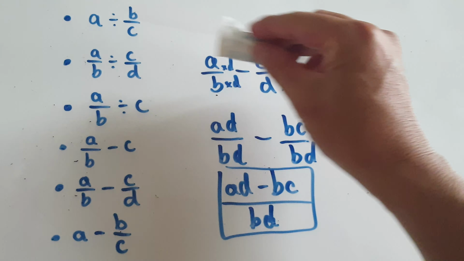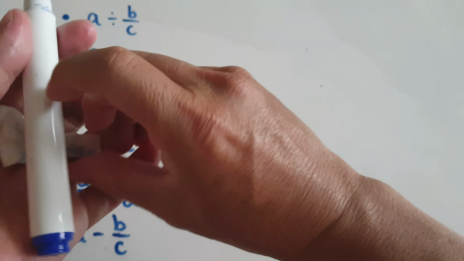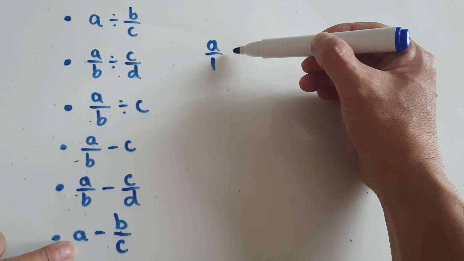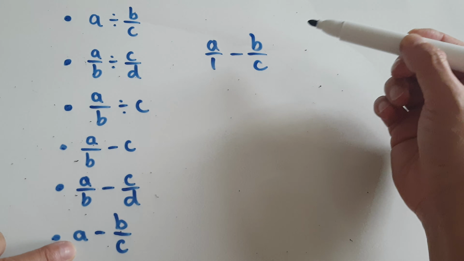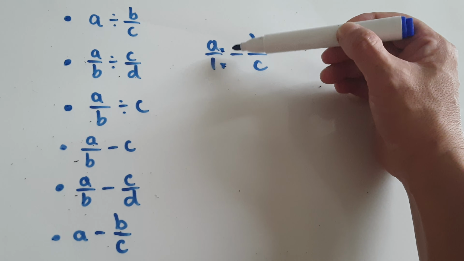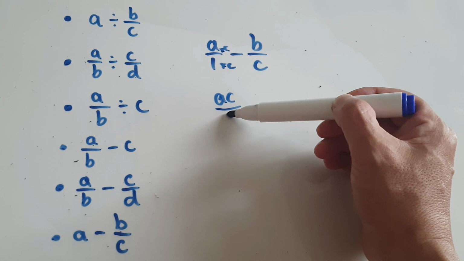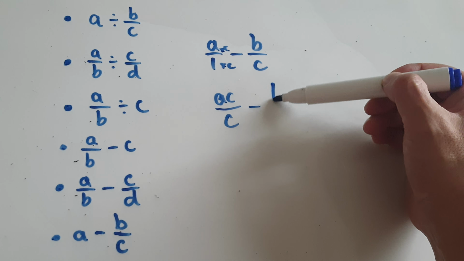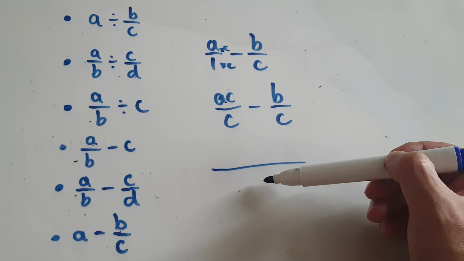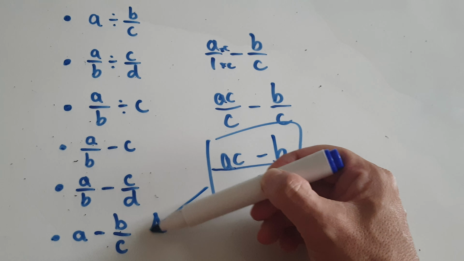Okay, the sixth one, you've got one number, take away another number. So imagine a as being a over 1, and then take away b over c. So to add or take away fractions, the two denominators have to be the same. So you times top and bottom here by c. So this will become ac over 1 times c is c, take away this thing here, b over c. Oh look, the two denominators are the same, so you can merge them together. So this will become ac minus b. This is the answer to the last one. Okay?